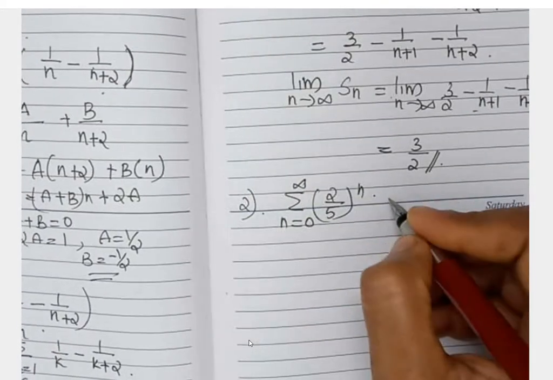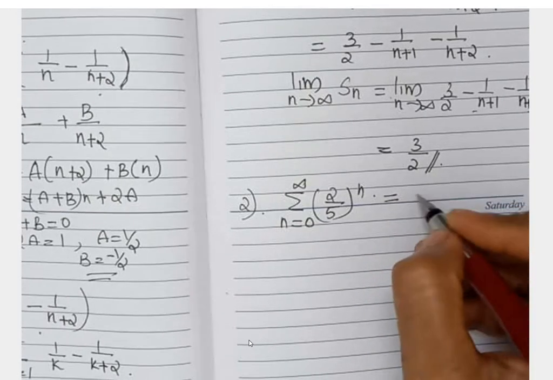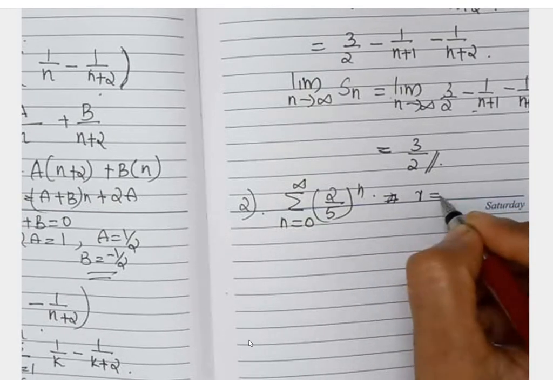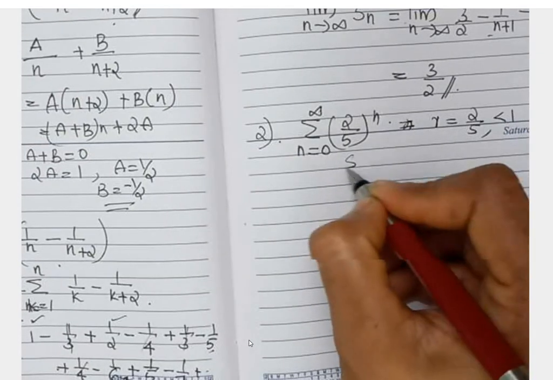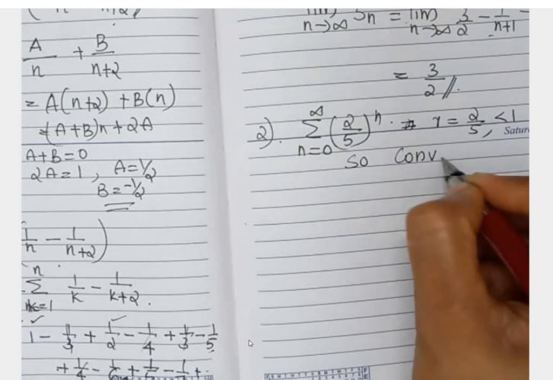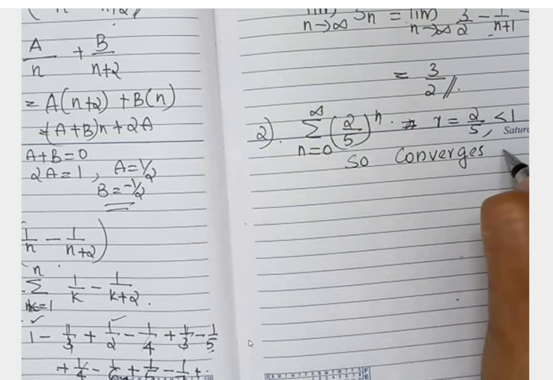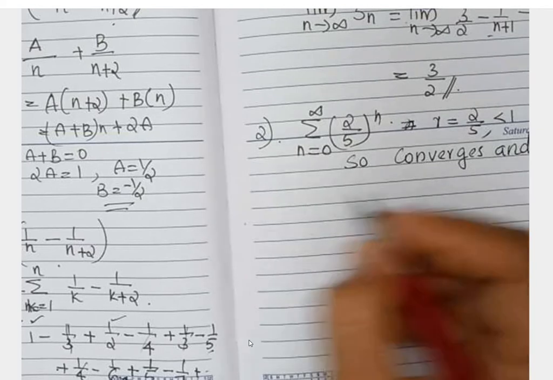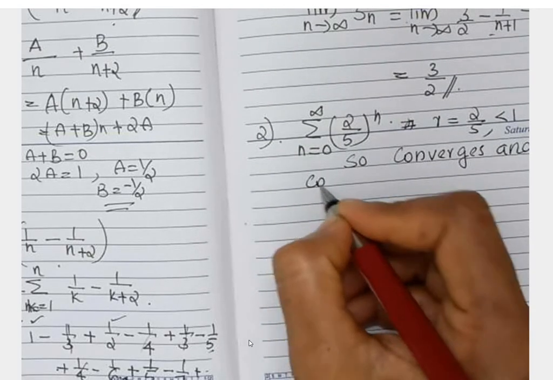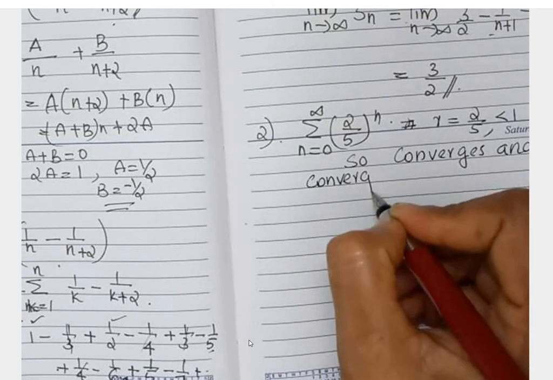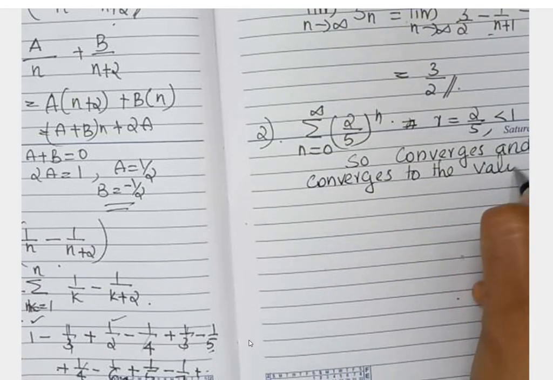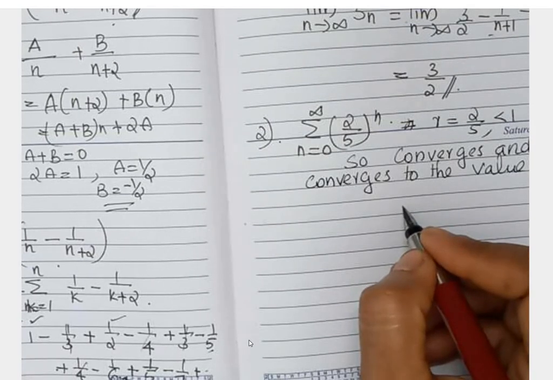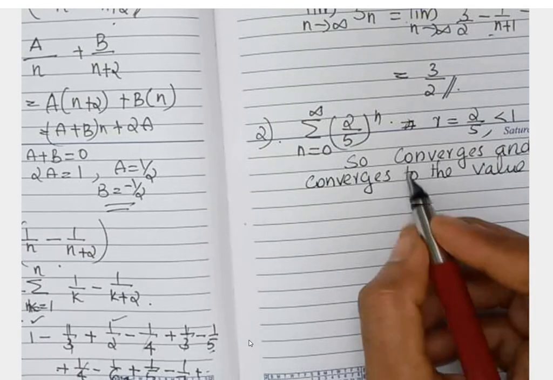I think I have to do this one. This is a geometric series. The common ratio r is equal to 2 by 5, which is less than 1. So it converges to the value. A here is, for n equal to 0, the sum of 2 by 5 raised to n.